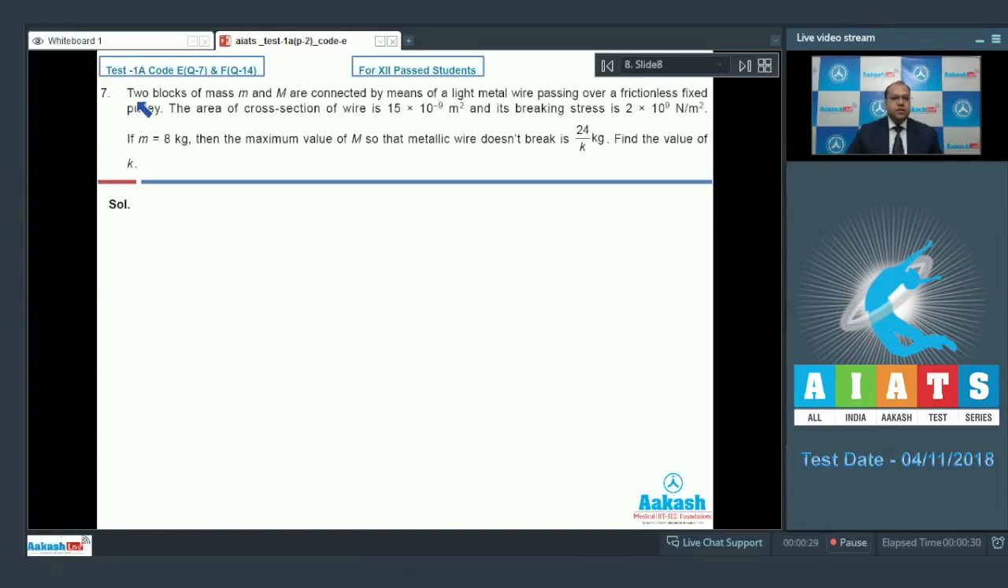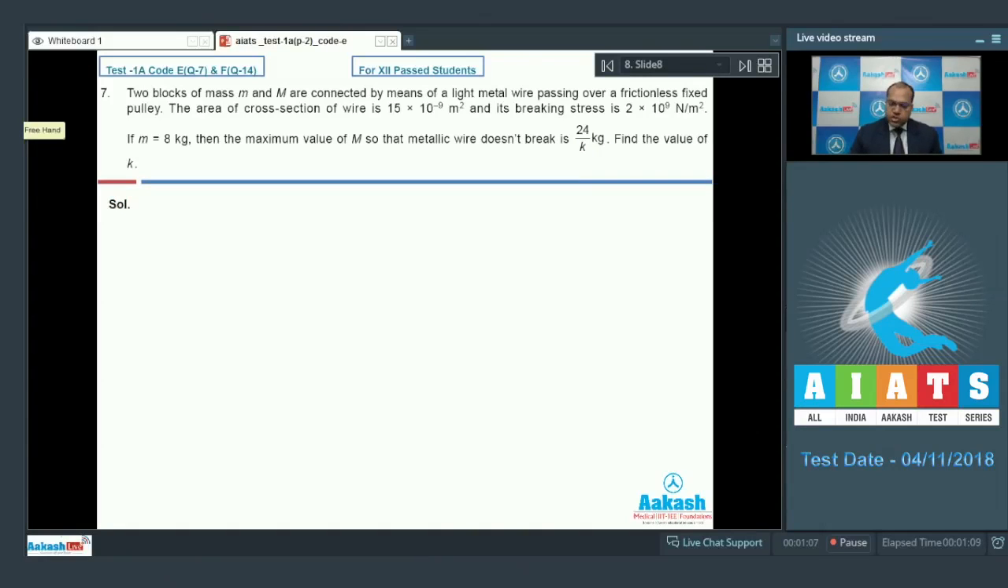In question number 7, two blocks of mass small m and capital M are connected by means of a light metal wire passing over a frictionless fixed pulley. The area of cross section of the wire is 15 into 10 to the power minus 9 meter square and its breaking stress is 2 into 10 to the power 9 Newton per meter square. If m is equal to 8 kg, then the maximum value of M so that the metallic wire does not break is 24 by K kg. Find the value of K.